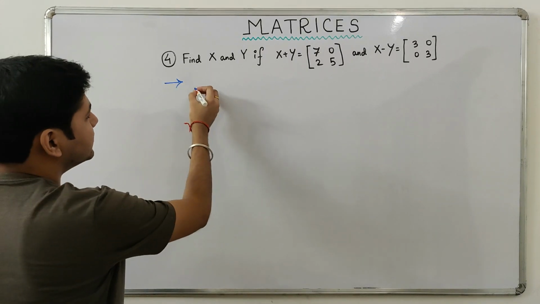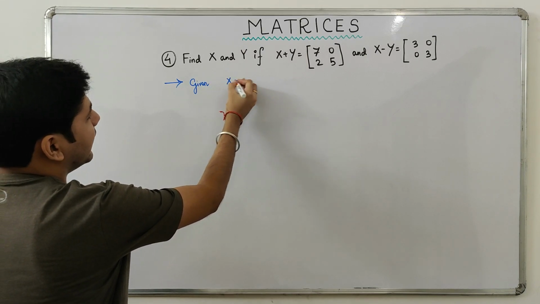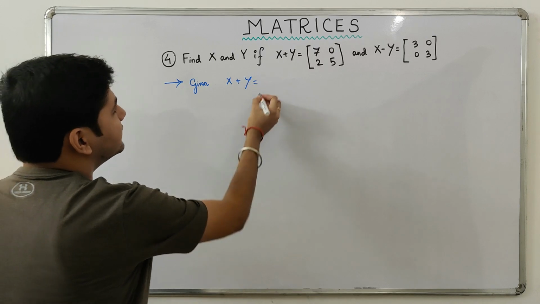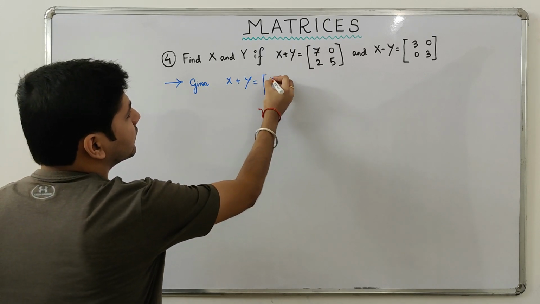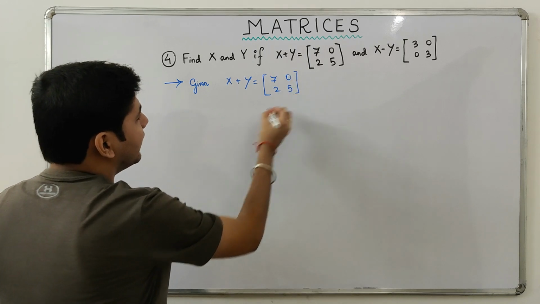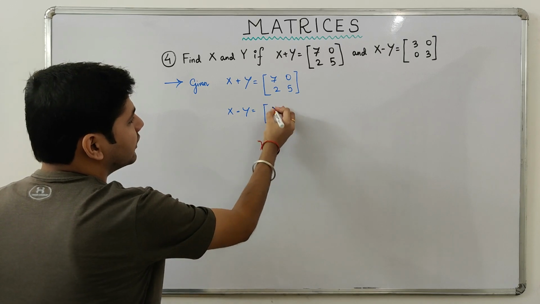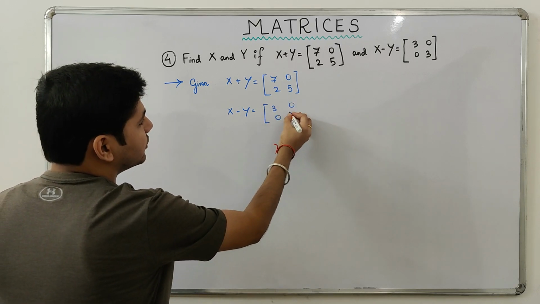So what are the two equations that are given? So given x plus y is equal to 7025 and x minus y is equal to 3003.